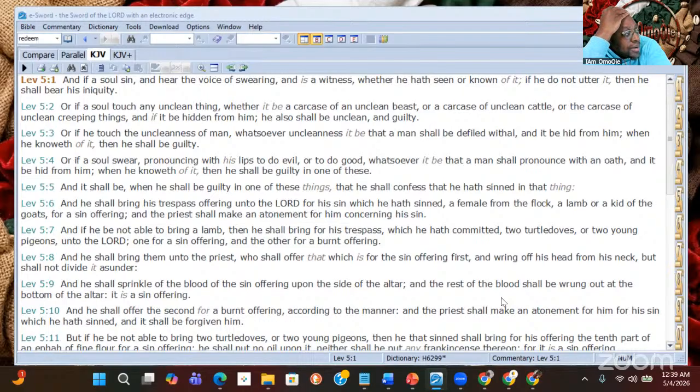Or if a soul swear, pronouncing with his lips to do evil or to do good, whatsoever it be that a man shall pronounce with an oath, and it be hid from him, when he knows of it, then he shall be guilty in one of these. And it shall be, when he shall be guilty in one of these things, that he shall confess that he has sinned in that thing, and he shall bring his trespass offering unto Jehovah for his sin which he has sinned, a female from the flock, a lamb or a kid of the goats, for a sin offering, and the priest shall make an atonement for him concerning his sin.